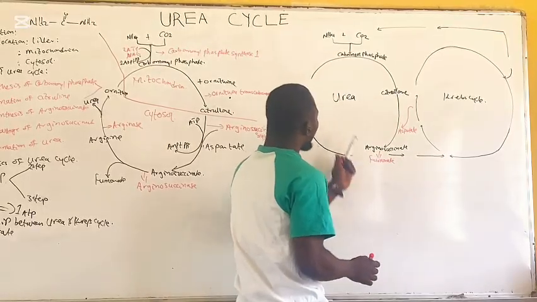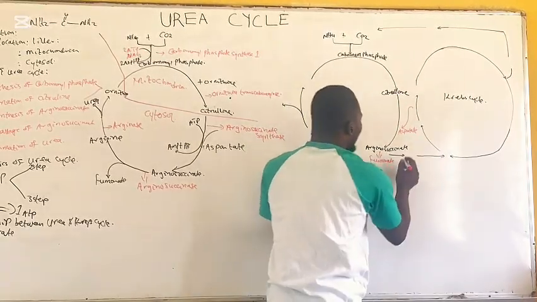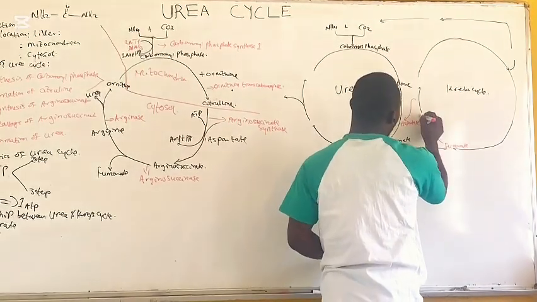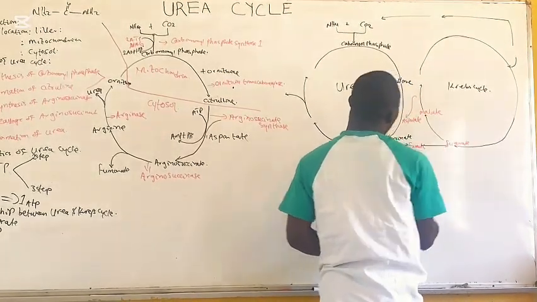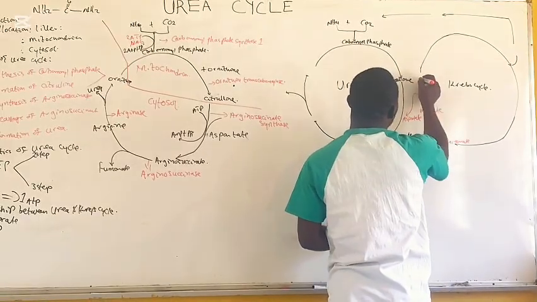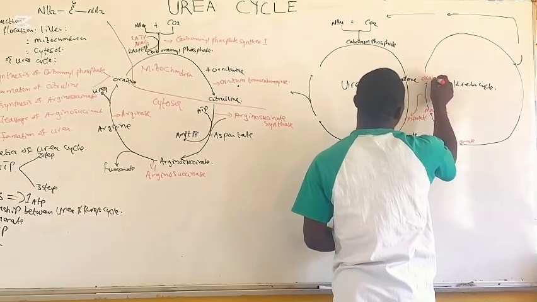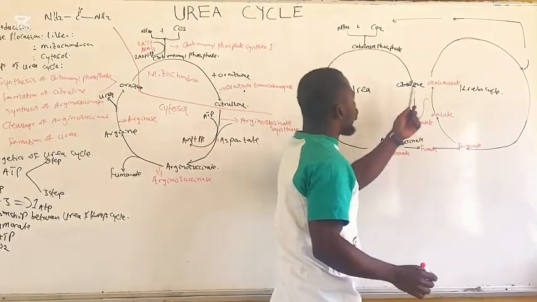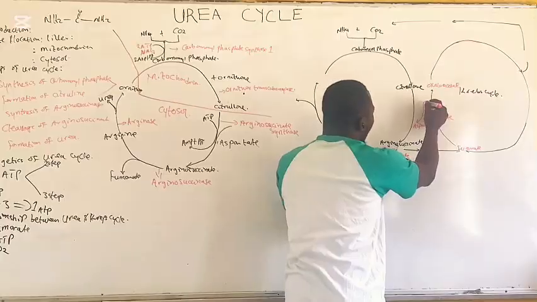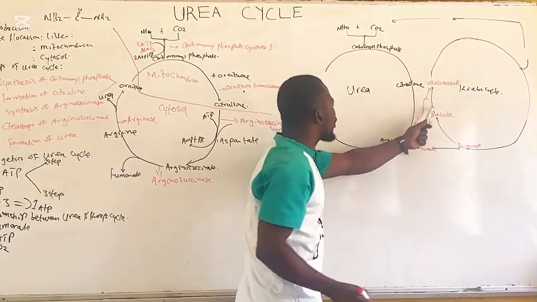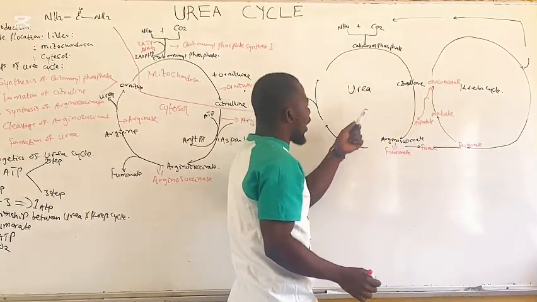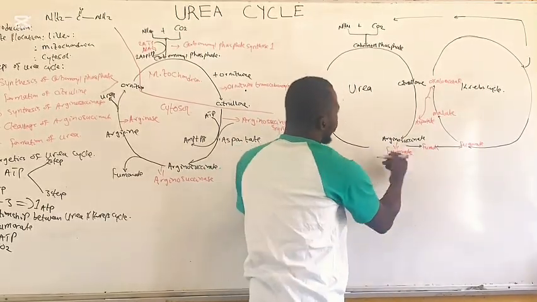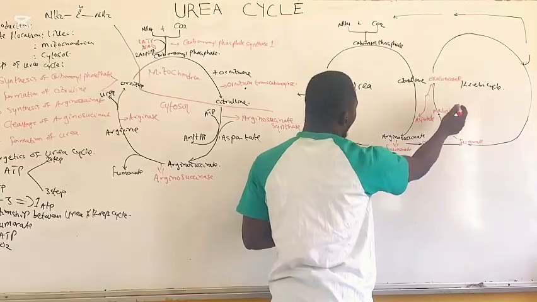Now, the fumarate formed from the urea cycle will enter the Krebs cycle. This is the fumarate entering the Krebs cycle and becoming malate. The malate will become oxaloacetate. The oxaloacetate will then undergo transamination to give aspartate. Now, this aspartate will enter the urea cycle and combine with citrulline to form argininosuccinate. So this is one of the links between the urea cycle and the Krebs cycle.